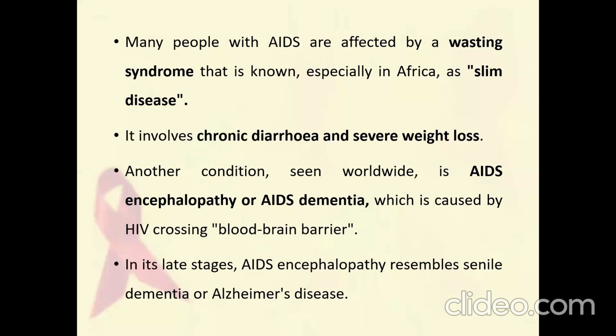In Africa, it is known as slim disease because it affects the muscular system. It causes wasting of muscles. So it is called slim disease or wasting syndrome. And it involves chronic diarrhea and severe weight loss. Another condition seen worldwide is AIDS encephalopathy or AIDS dementia. It is caused by HIV crossing the blood-brain barrier.